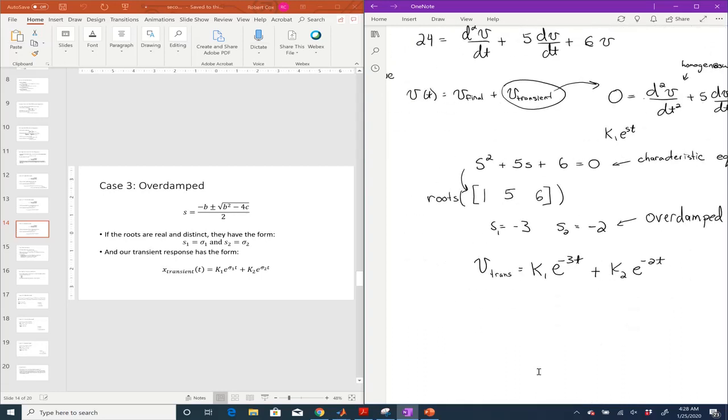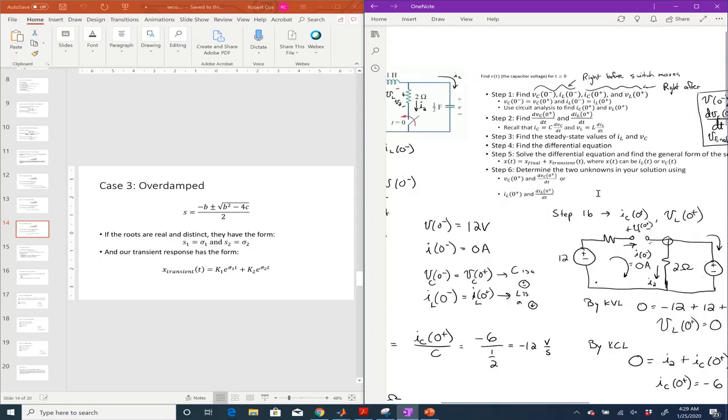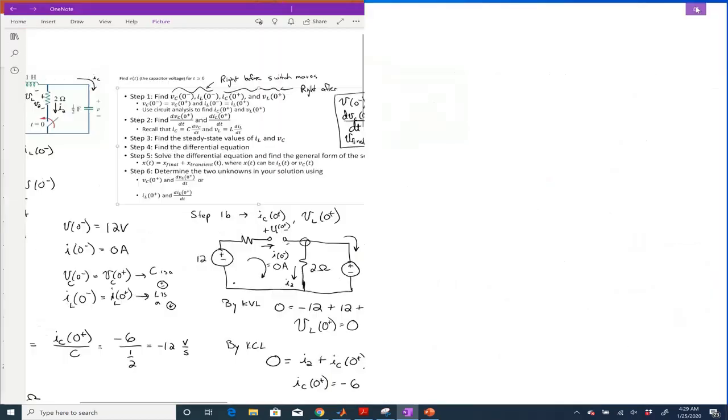And so at this point, I can say V of t is quite simply V final plus K1 e to the -3t plus K2 e to the -2t. All right, I'm almost done. Now I've got to get to my step 6. Step 6 is basically to determine the two unknowns in my solution using V sub c of 0 plus and dVc/dt of 0 plus. Okay?